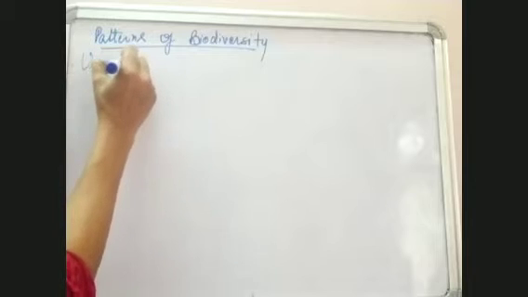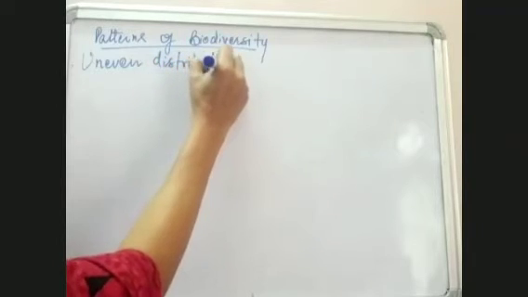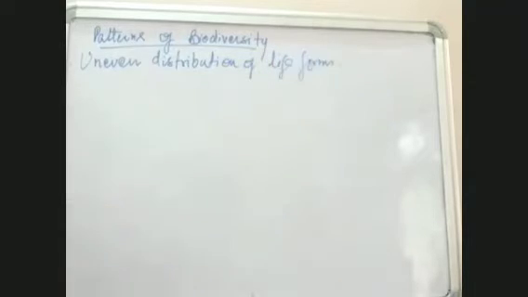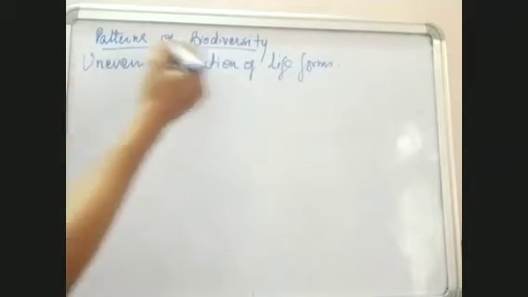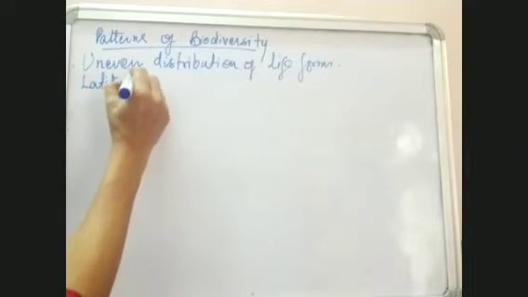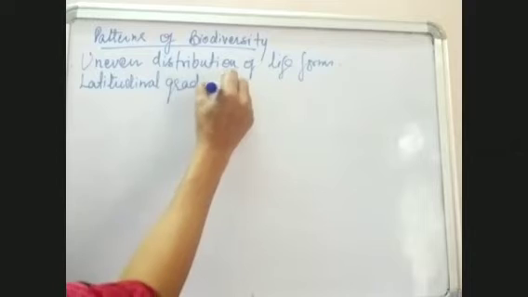Uneven distribution of life forms is there. Now, there are various patterns of biodiversity on the basis of which their distribution is formed. The first which we are going to discuss today is the latitudinal gradient, a pattern of biodiversity. We are going to discuss it today.